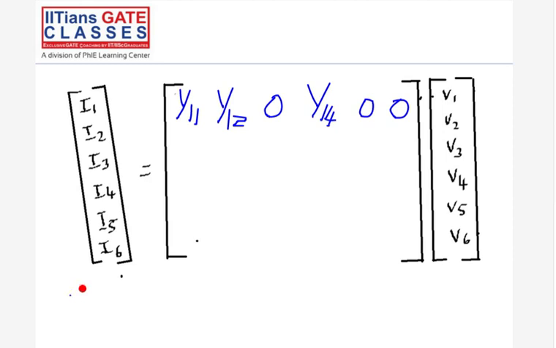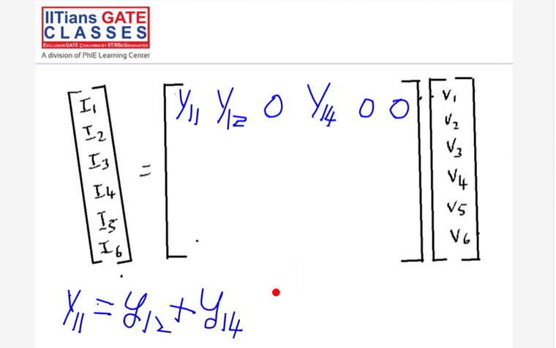Where y11 is equal to y12 plus y14, capital Y12 is minus Y12, capital Y14 is minus Y14.